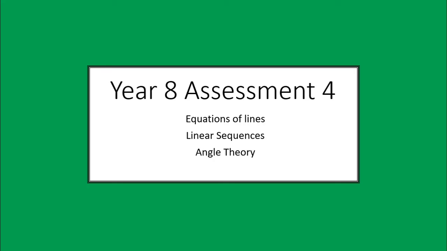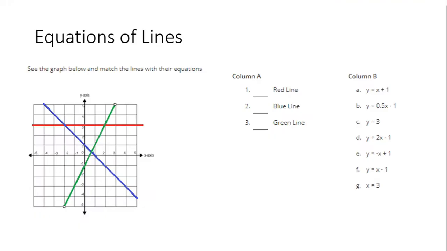Hey, Year 8s, let's take up Assessment 4. This first question is an equations of lines question again, and what we need to remember about the equations of lines is that we need to know two things. We need to know what their y-intercept is, which is just where that line crosses the y-axis. That should be the easiest thing to figure out. This one crosses at 3, this one crosses at 1, this one crosses at -1, and the other thing's a little bit harder. We need to work out what the gradient is.